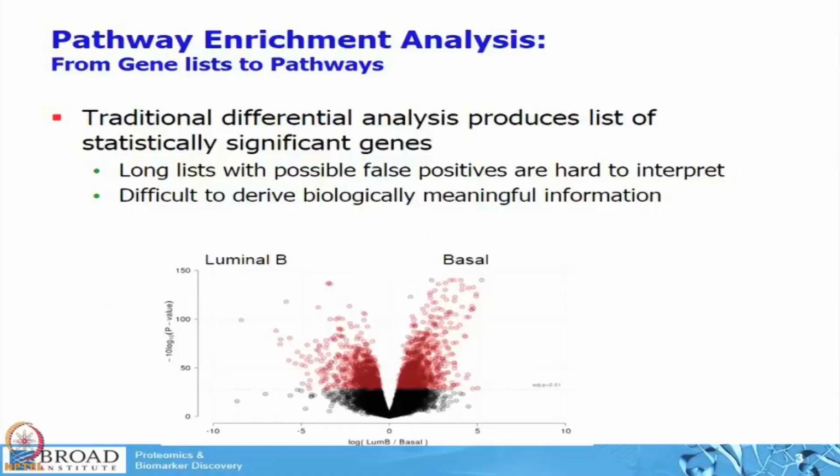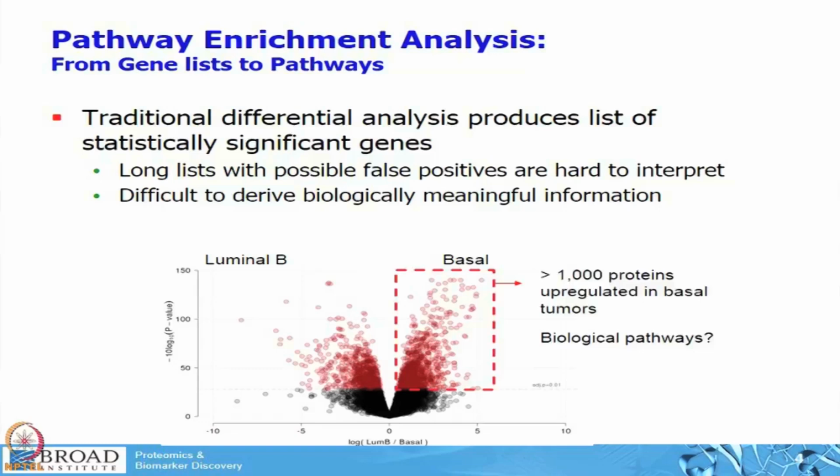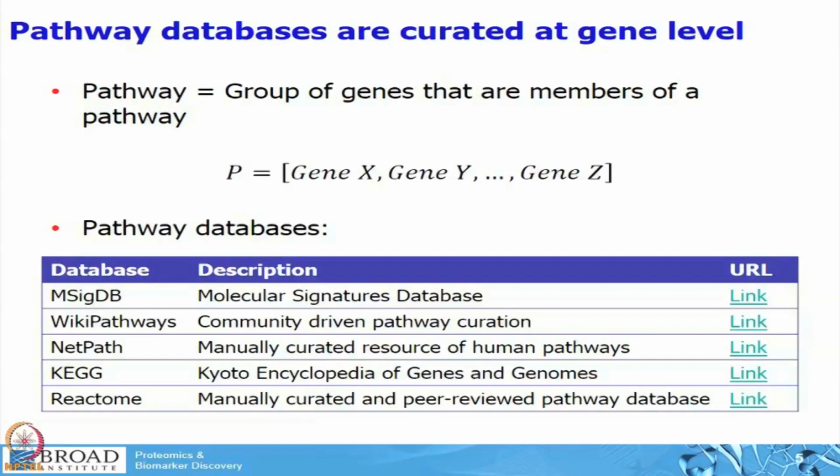So this is just an example here. If you look at luminal A and basal breast cancer subtypes that we looked at yesterday in the hands-on session, we see there are more than 1,000 proteins differentially regulated between basal and luminal. But actually what we want to know is, what are the biological pathways that drive these kind of separations between luminal and basal. In order to do that, there are many different ways to perform pathway analysis, and it all starts with a pathway database.